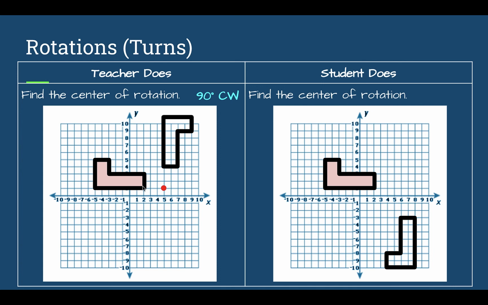Say I were to check this corner down here and this corner here. They are the same distance away, 3 and 3, and it's still a right angle. So that would be my center of rotation. So here my center is at 5, 1. Now it's your turn. Pause the video and find the center of rotation for your pre-image and your image.